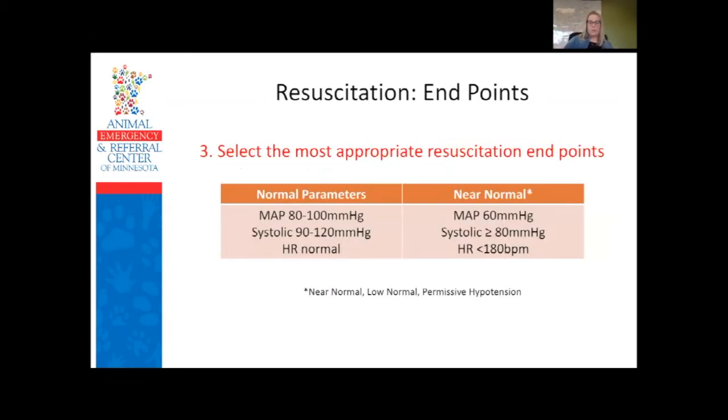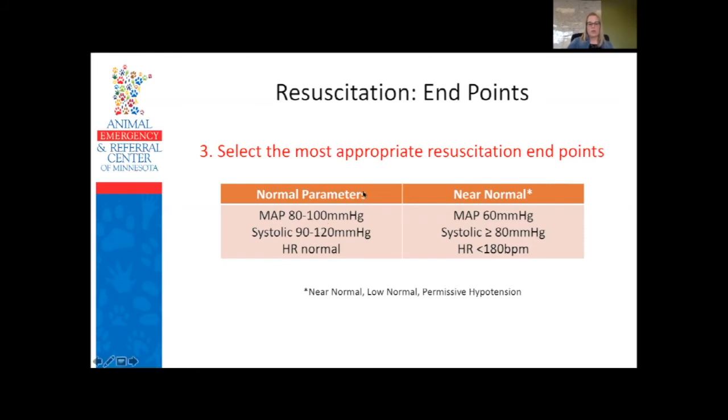So after we've picked our fluid, we know if we're going to use a crystalloid, we know if we're going to use a colloid, we have to decide what we're going to do with that fluid. We're not just giving the patient a fluid bolus and saying, okay, I gave a fluid bolus. We actually have to have a goal for what we want that fluid bolus to achieve. And that brings up the concept of resuscitation endpoints. So step 3 is picking the most appropriate resuscitation endpoints. When we're thinking about resuscitation endpoints, we're either targeting normal endpoint parameters or near normal endpoint parameters. You may see these near normal endpoint parameters also referred to as low normal or permissive hypotension. In the literature, these terms are pretty interchangeable.